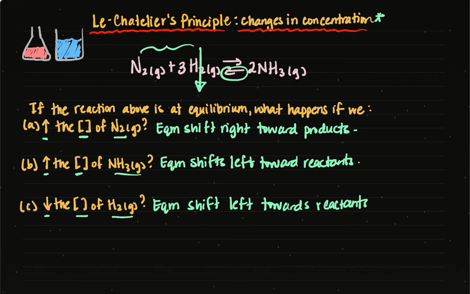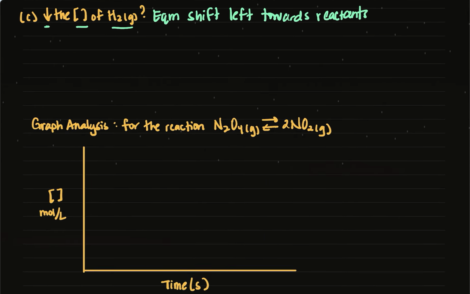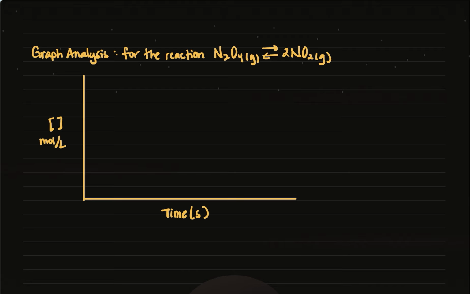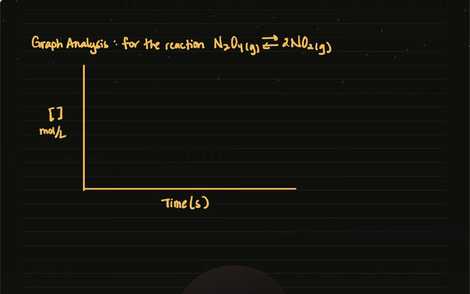So that is how we tackle a scenario analysis with changes in concentration. And let's just do one more thing in this video, which is to look at a graph analysis. So same question, where we're going to look at the change in concentration over time for an equilibrium reaction. So let's say I have N2O4 producing 2NO2. So I'm going to sketch a graph.